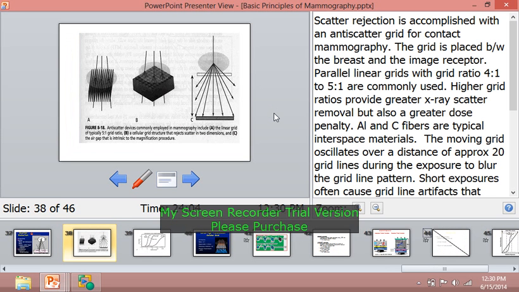So in A, that is the linear grids. Linear grids means they are of single lines, not crossed. And in B, there is the cellular grid of mesh type of boxes, which is more efficient. And in C, we only increase the distance so that less scatter reaches the X-ray field.